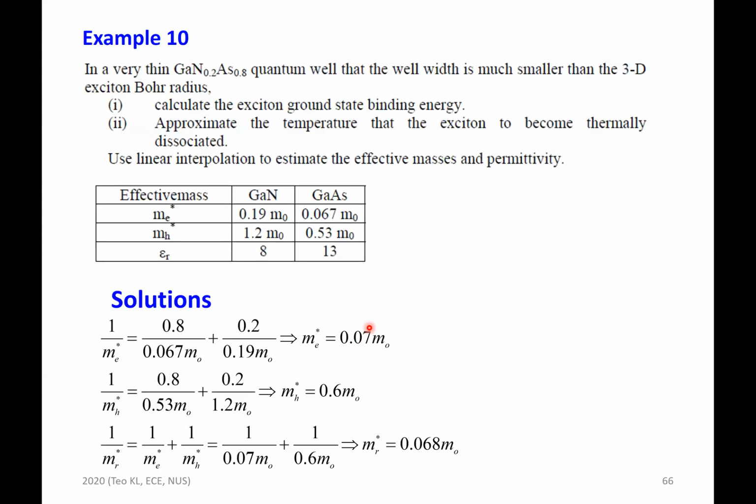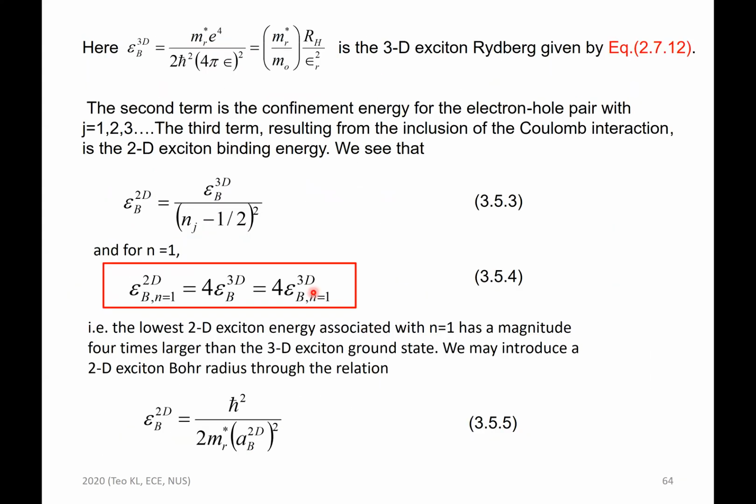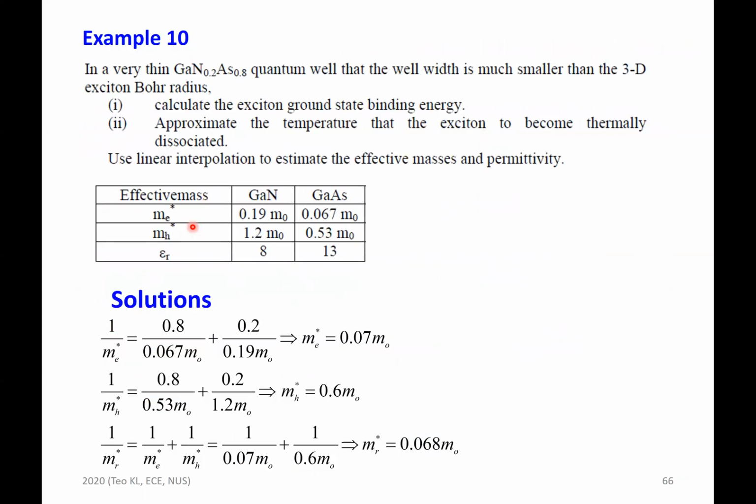For this course, we don't need to worry about n greater than 1. So we just take n equals 1. That is the ground state, and that is how to calculate the binding energy of the two-dimensional case for a quantum well.